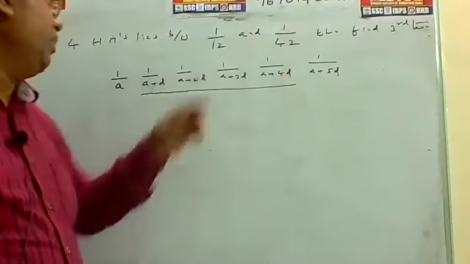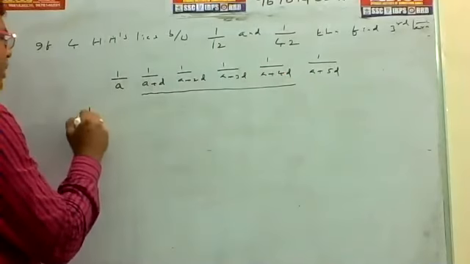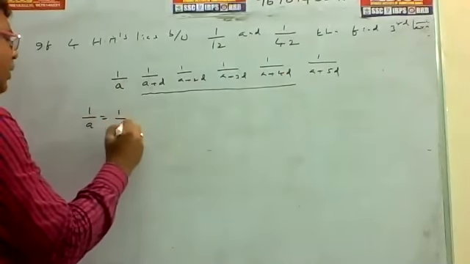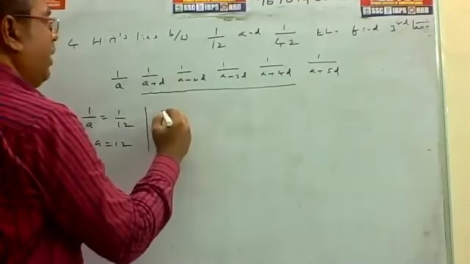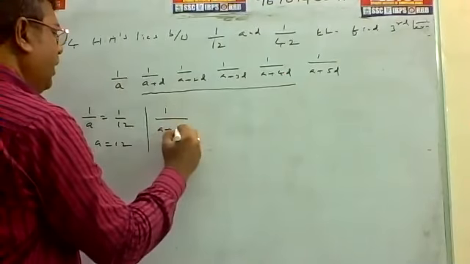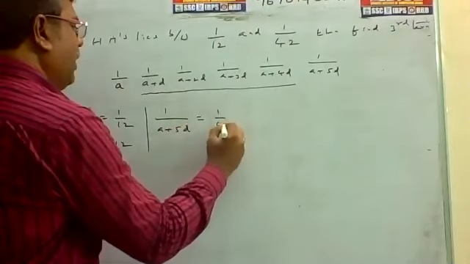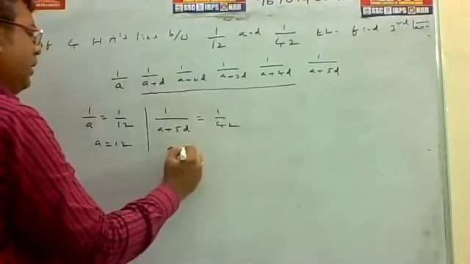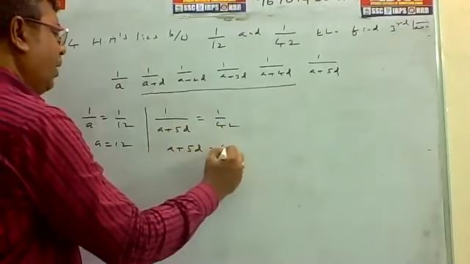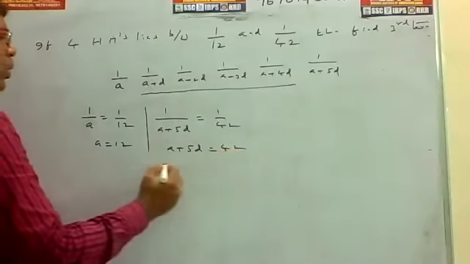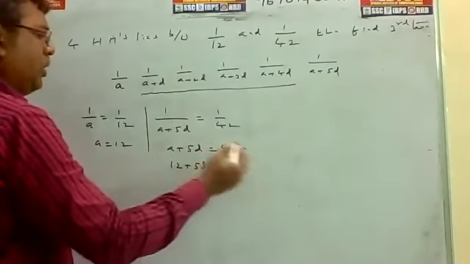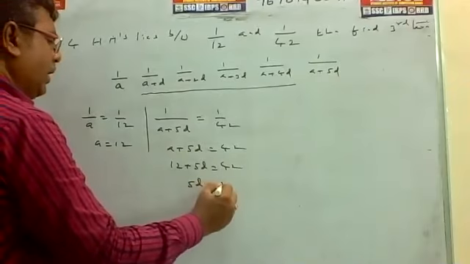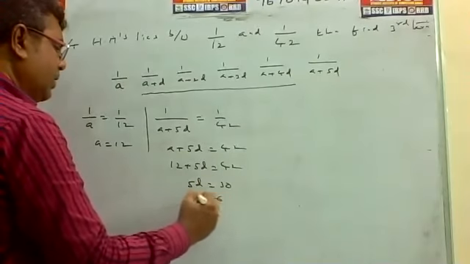So the first term 1 by a is equal to 1 by 12, which means a is equal to 12. Next, 1 by a plus 5d, the last term, is equal to 1 by 40. Means a plus 5d is equal to 40. Already we know a is equal to 12, so 12 plus 5d is 42, so 5d is equal to 30. d is equal to 6.